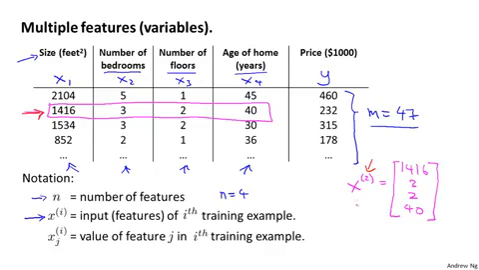With this notation, x superscript 2 is now a vector, and so I'm going to use also x superscript i subscript j to denote the value of feature number j in the ith training example. So concretely, x superscript 2 subscript 3, let's say, would refer to feature number 3 in this vector, which is equal to 2. Right? So x superscript 2 subscript 3 is going to be equal to 2.